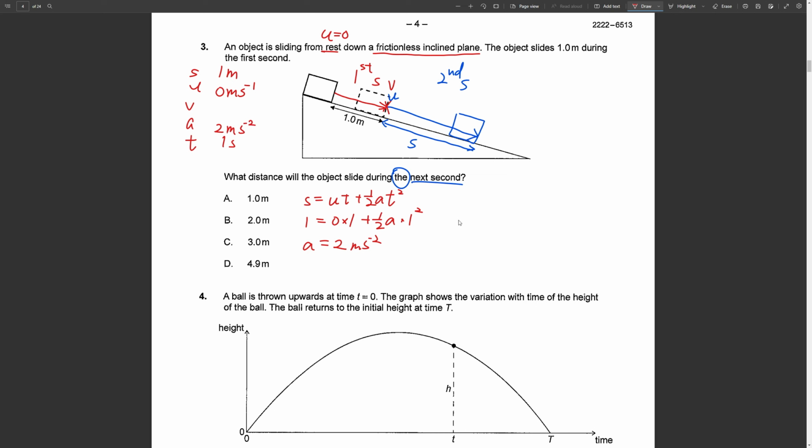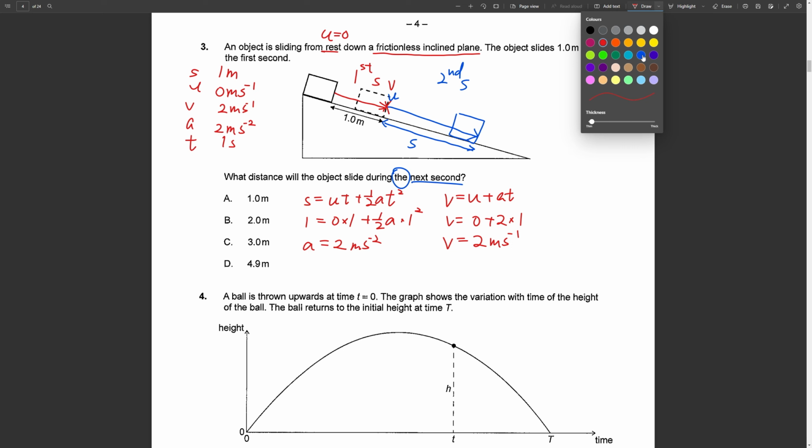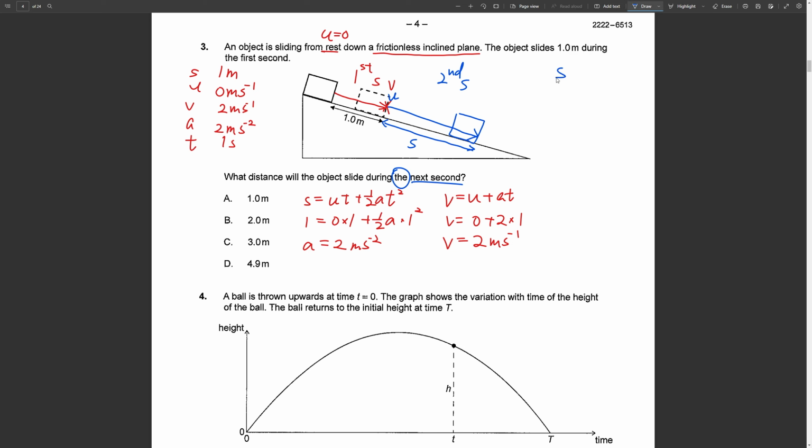With this extra information, we can get the red final velocity using v equals u plus at. u is 0, a is 2, time is 1 second, so the final velocity of the red journey should be 2 meters per second. And it is 2 meters per second here. Let's create the blue Suvat table on the right.